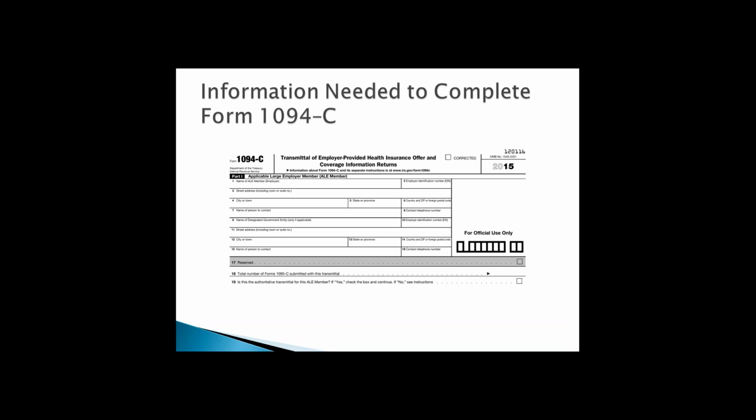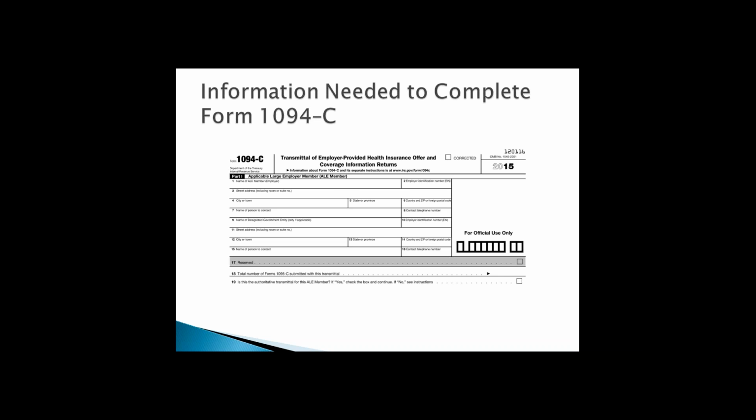All right, so now we're going to discuss the information that's required to complete specifically forms 1094C and 1095C. The first form we're going to review is the 1094C, which is the transmittal of employer-provided health insurance offer and coverage. Part 1 of this form requires basic contact information for that applicable large employer. Information required includes name of the employer, identification number, the mailing address, contact person, and their contact number. It also requires you to put the total number of 1095C forms that will be submitted with this transmittal.